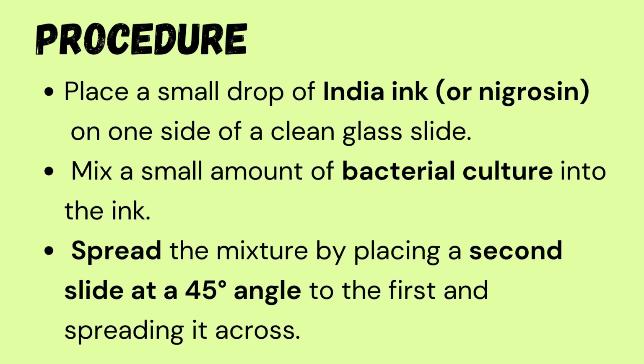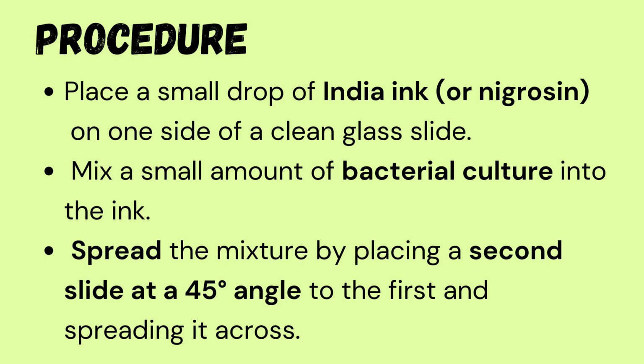Procedure. Take a clean glass microscope slide and place a small drop of India ink or nigrosin on one end of the slide. Mix a small amount of bacterial culture into the ink. If you are using a liquid culture, use an inoculating loop to collect a small amount of bacteria from the culture and mix it into the India ink drop. If you are using an agar plate, take a small amount of bacterial growth using the loop and mix it into the India ink drop. Add distilled water if necessary to achieve a smoother suspension.